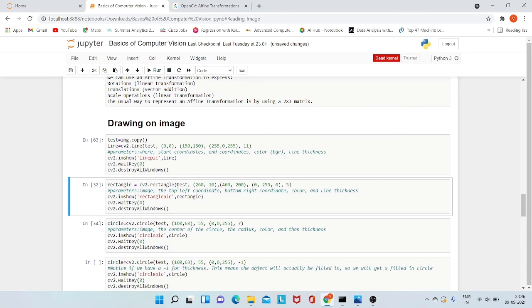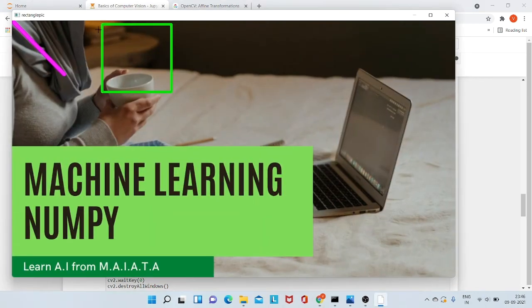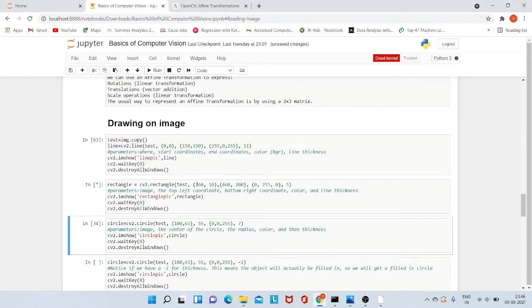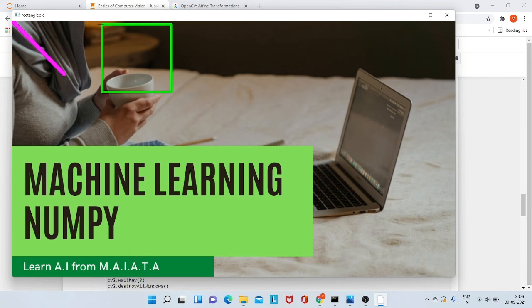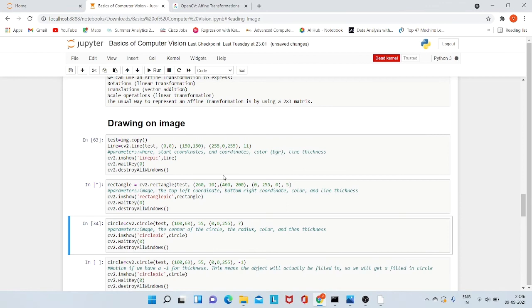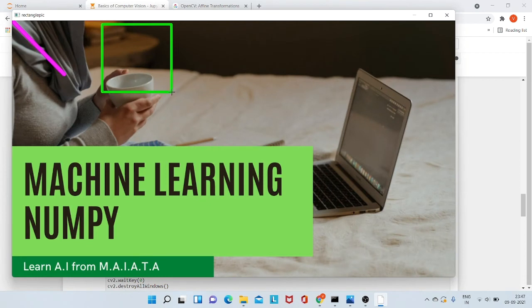And now let's try looking into rectangle, like drawing a rectangle. Again, cv2.rectangle, and the first one would be the image. Here it is the top left coordinate, and here it is the bottom right coordinate of a rectangle. And again, this is the color. So you could say this is a green colored rectangle, and this is the thickness. Okay, let me just again run it. Look, here we have mentioned 260 comma 10 as the top left coordinate. So that would be this 260 comma 10, and the bottom right coordinate is 460 comma 200. That indicates this is the 460 comma 200.